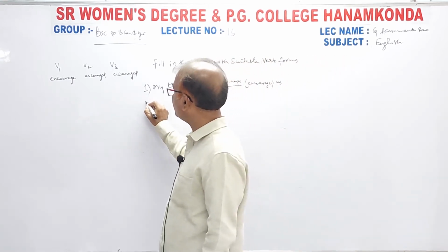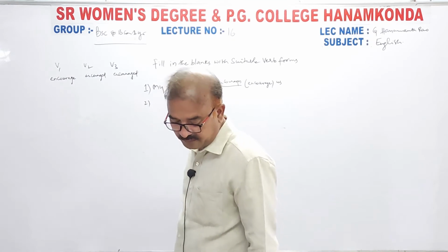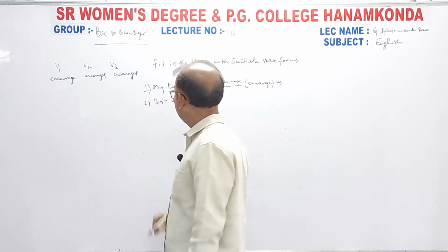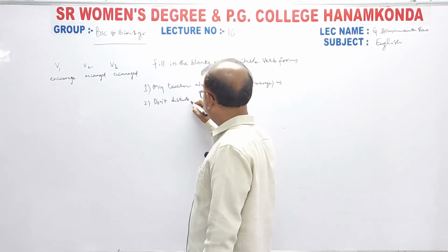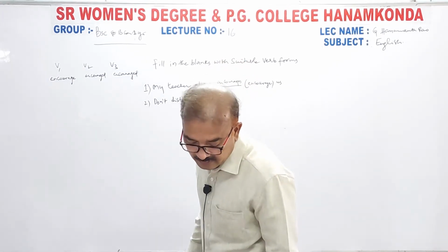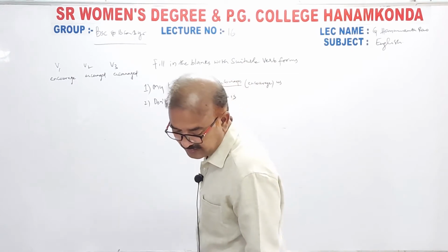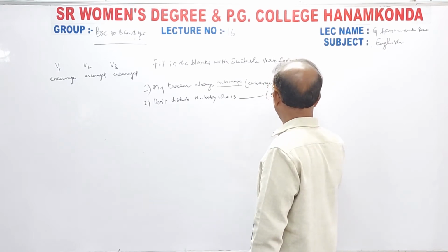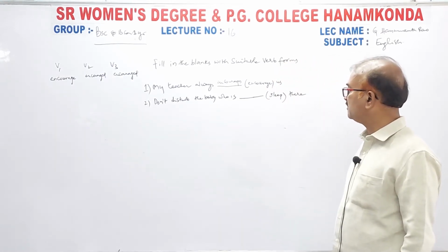Next one, another one. It's given as, don't disturb the baby, comma, who is dash, in the brackets, it's given as sleep. Check this, don't disturb the baby who is dash there.